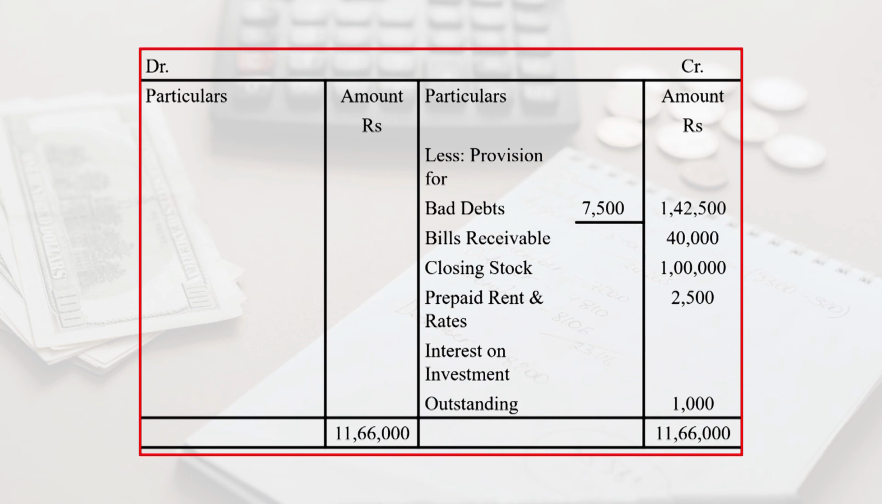The total of the liability side of the balance sheet also comes to 11,66,000. So both sides, that is asset side and liability side, tally. It means that no arithmetical mistake has been committed. It means our final accounts preparation is, to some extent, fair enough. So this was all about the preparation of financial statements with the help of the adjustments.